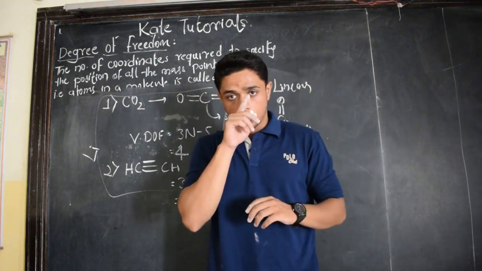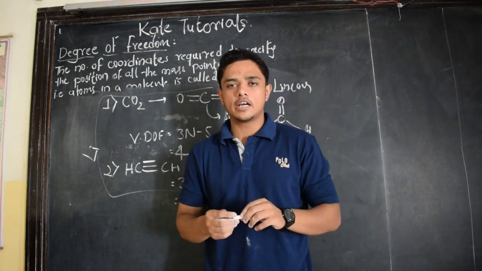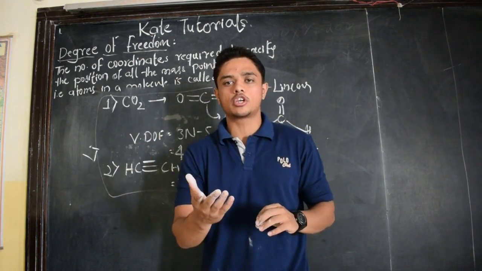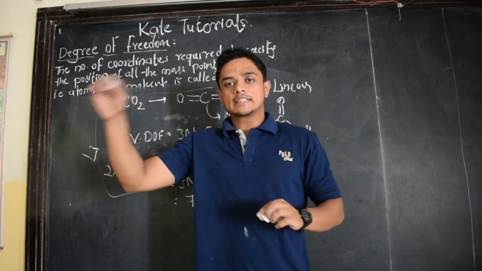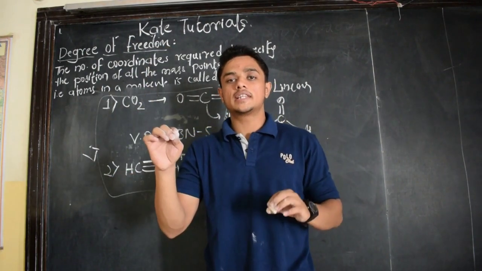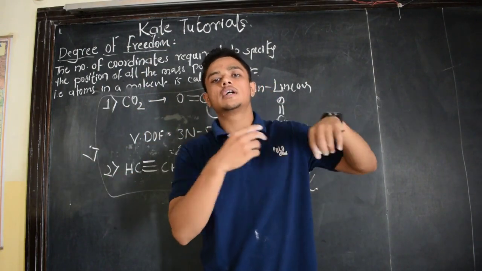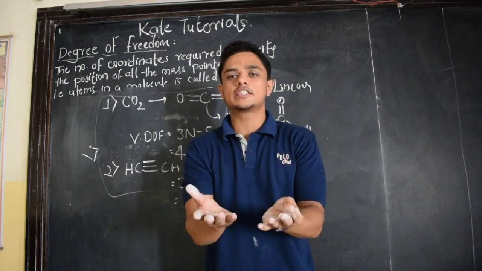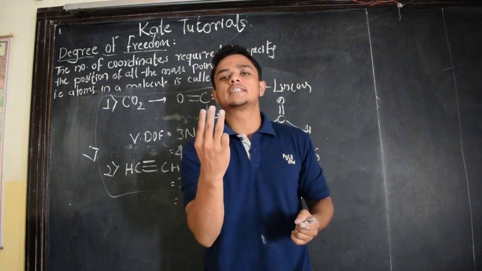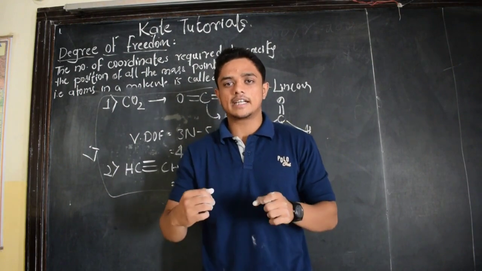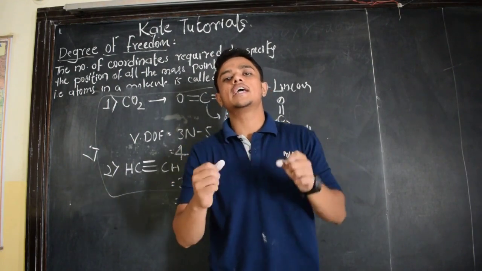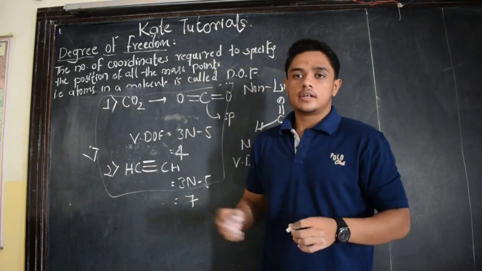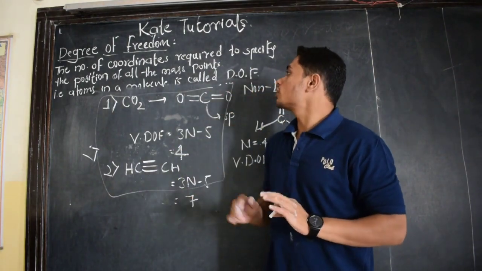So I think you got a clear-cut idea about degrees of freedom. That is, if you supply thermal energy to a molecule, it will experience translatory motion, along with it rotational motion, and along with it vibrational motion. If we supply thermal energy to a molecule, it will experience 3 types of kinetic energy, that is translational, rotational and vibrational. And how to calculate degrees of freedom, I explained to you. This is about this class.